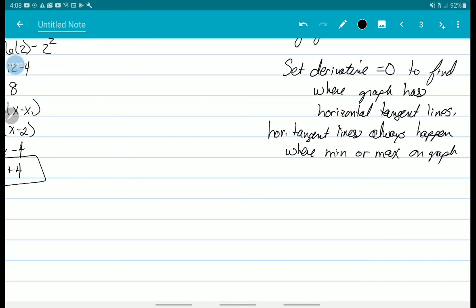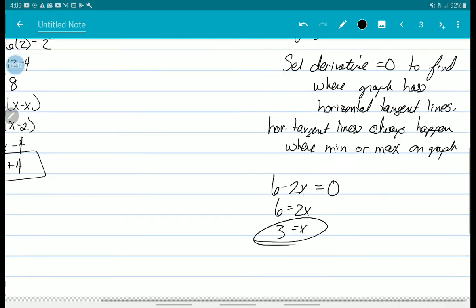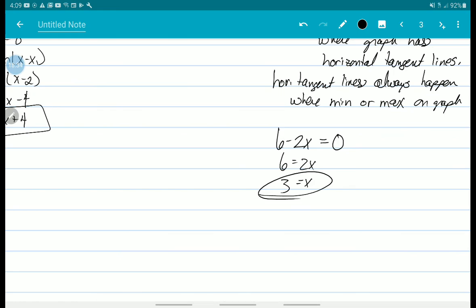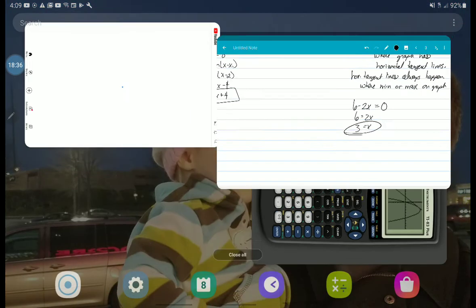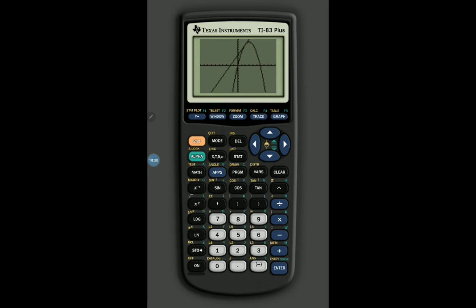So in this case, we've got the derivative, which is 6 minus 2x, and we're going to set that derivative equal to 0. And we're going to get x equals 3 for that. So we have a horizontal tangent at x equals 3. And that makes sense if you go back to your graph over here. Because if we were to go to 3, 1, 2, 3, and we go up, you can see that's where the maximum happens for this graph, and that's where we would have to have that horizontal tangent line.